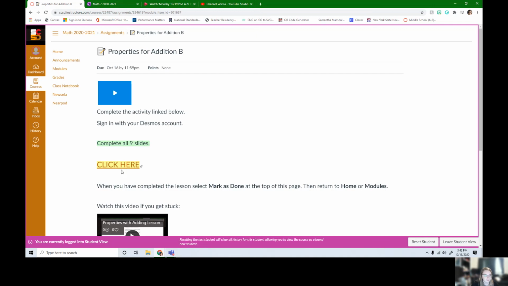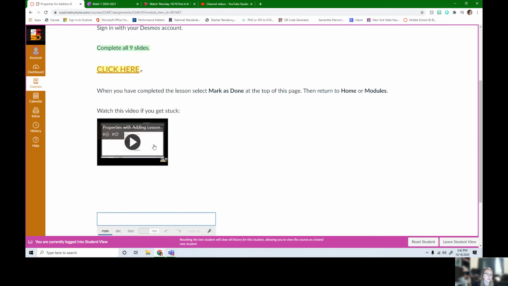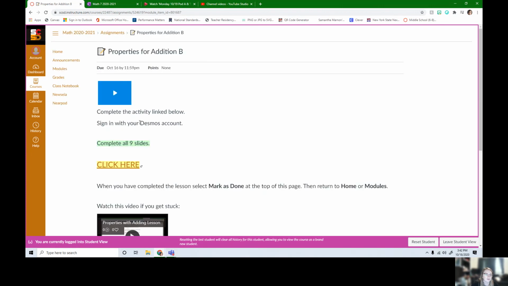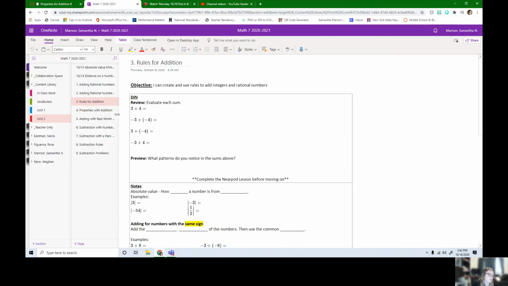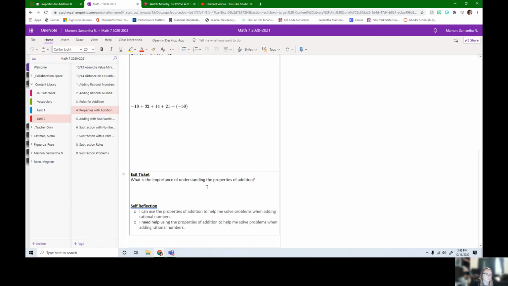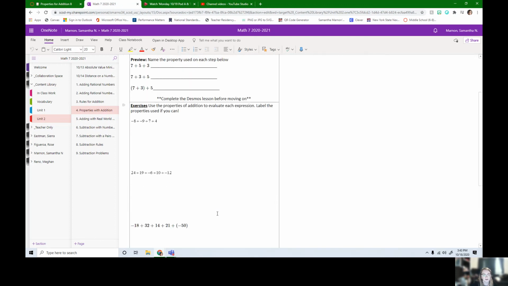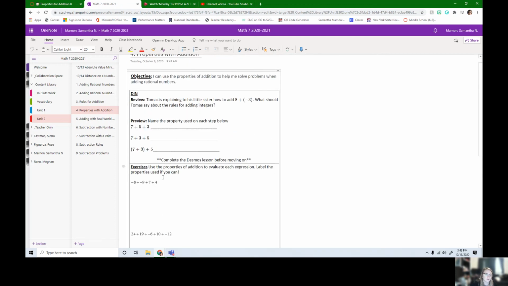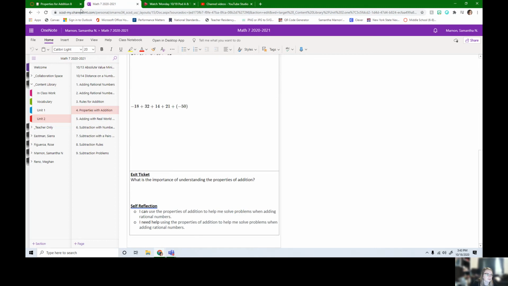They click here to get to the Desmos lesson. If they're absent for some reason, there's a video here that they can work on. And just like everything else, there is a page in class notebook, page 4, properties for addition. This will be printed for students in class, but if they bring their device, they may want to do it by writing on here or typing, or if they're absent, they can do all the work here. We have our exit ticket, and that's really going to be it for this week.